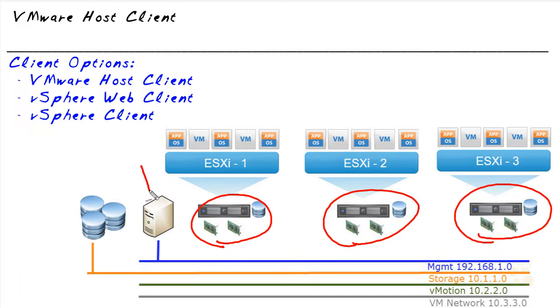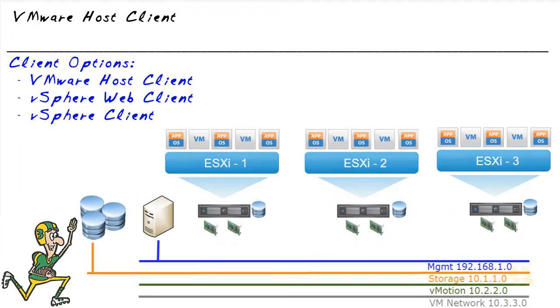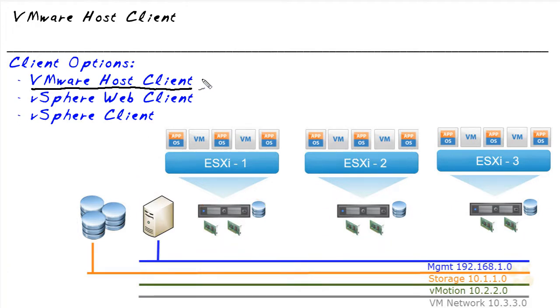So let's imagine that this is our workstation right here that we're sitting at running Windows, and we want to go ahead and manage these ESXi hosts. Now we have three, or we will eventually, when we have all the pieces of vSphere installed, we'll have three basic options regarding clients. And the first one we're going to talk about is the VMware host client. And it basically goes like this.